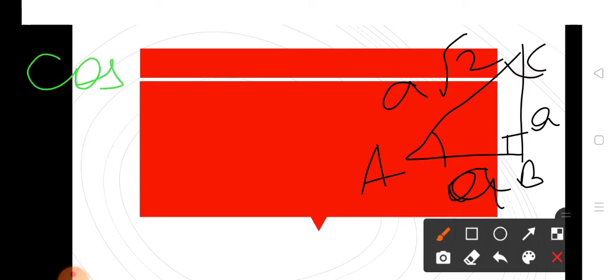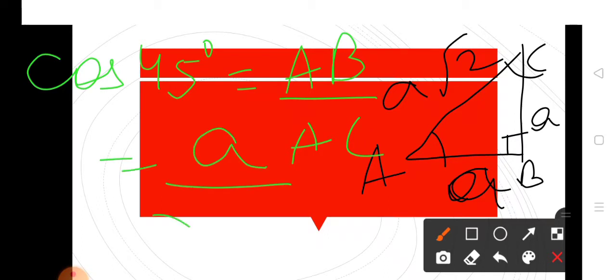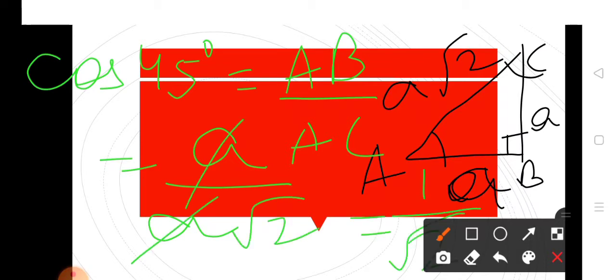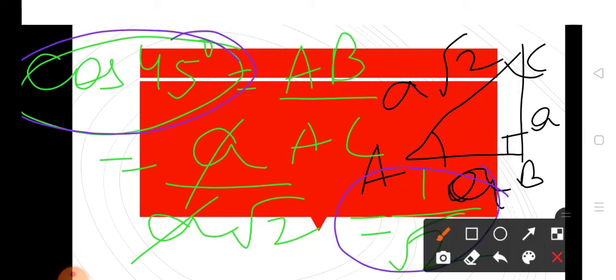Cos 45 degree, you see here, cos 45 degree, what is cos? Adjacent by hypotenuse. Adjacent means AB. AB is the adjacent here. Hypotenuse is AC here. AB is A and AC is A root 2. A and A will be gone. My answer would come out to be 1 by root 2. Hence, like sine 45 degree, cos 45 degree value is also 1 by root 2.